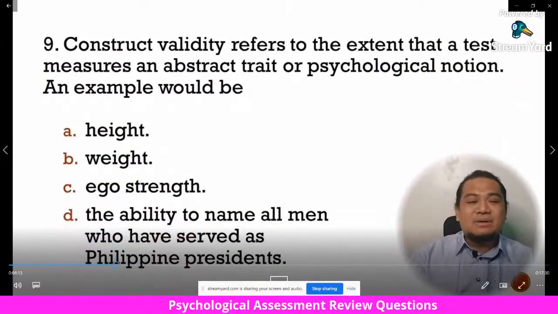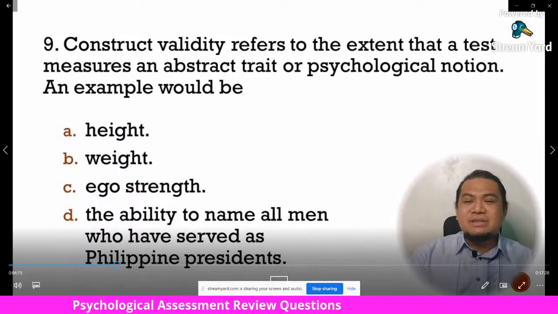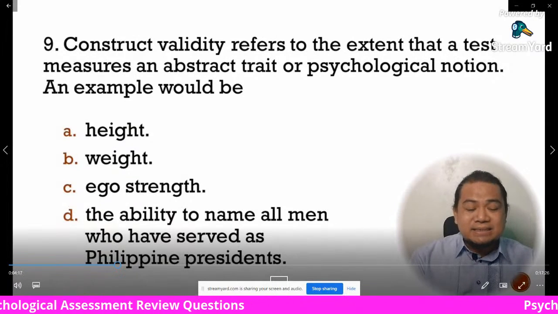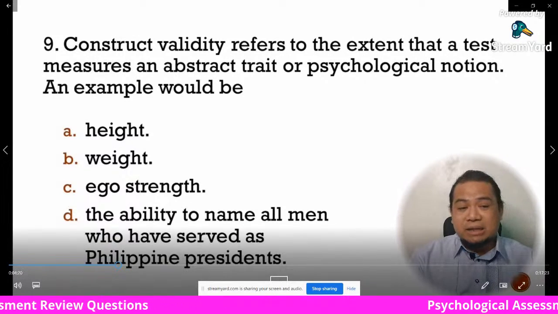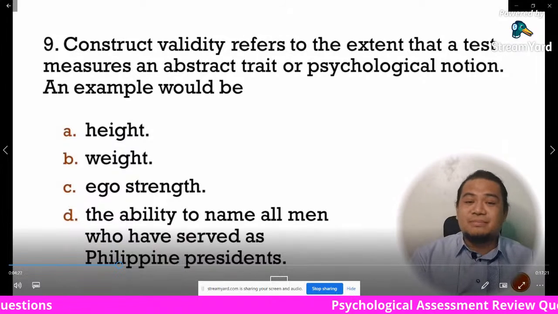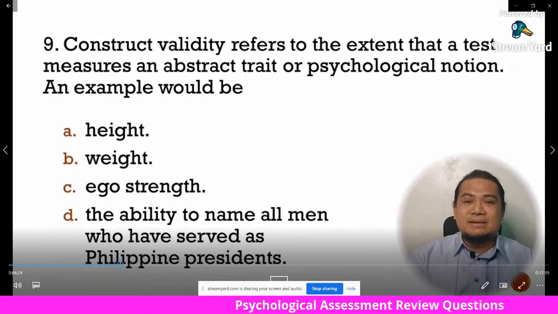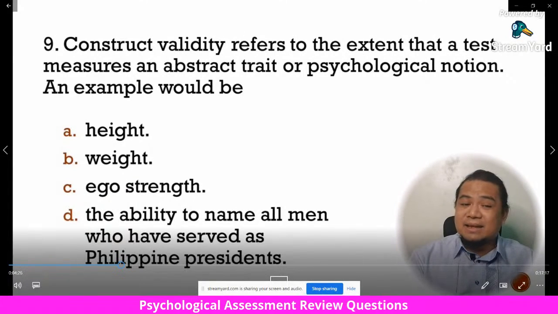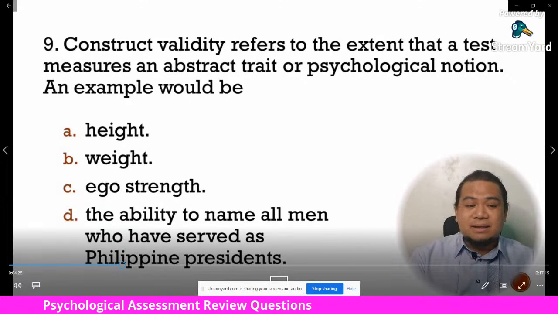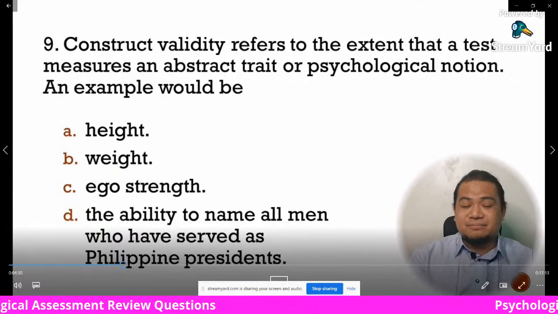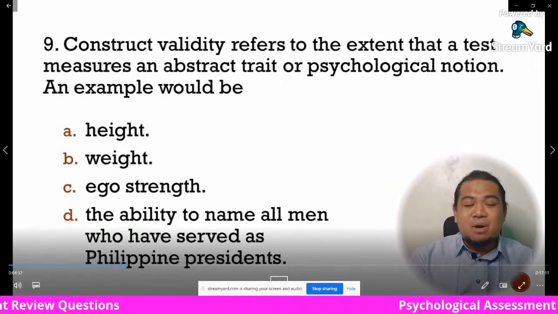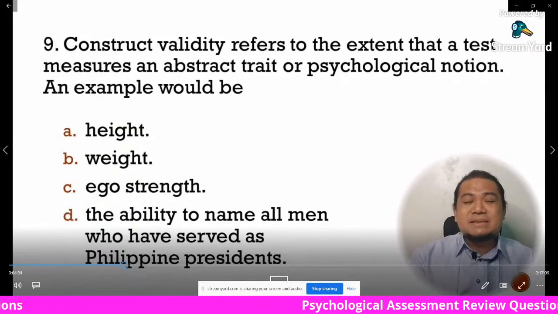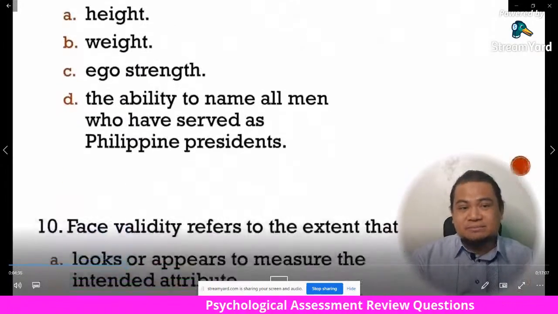Number 9, construct validity refers to the extent that a test measures an abstract trait or psychological notion. An example would be A, height, B, weight, C, ego strength, or D, the ability to name all men who have served as Philippine president.